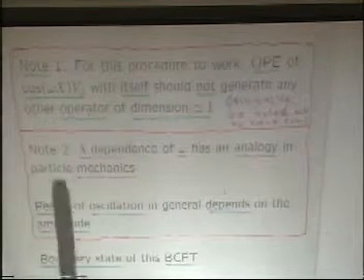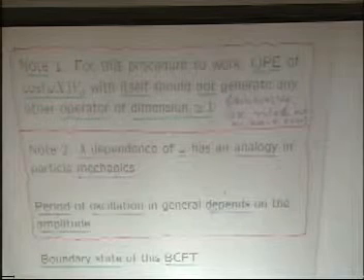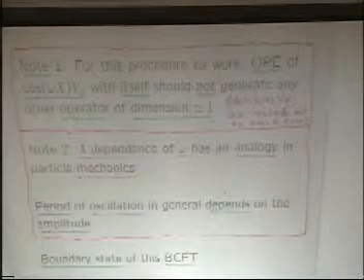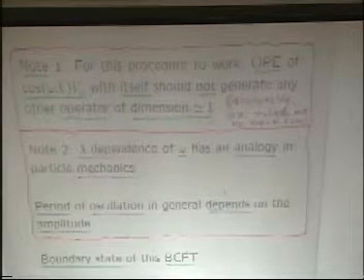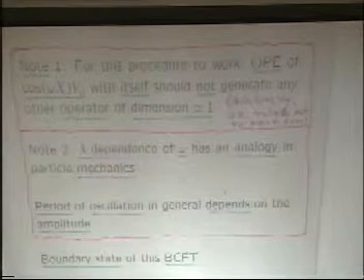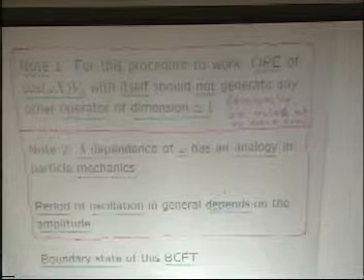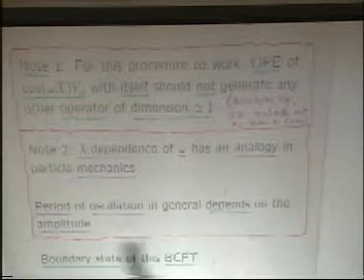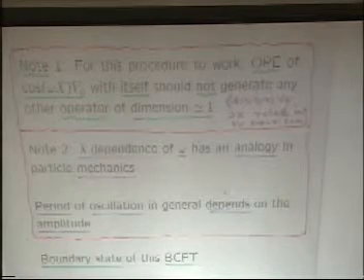The second point I want to emphasize is that the lambda dependence of omega that one finds in this computation has an analogy in classical mechanics, and it simply reflects the fact that if we have a particle moving in a potential well, then the period of oscillation in general depends on the amplitude, and this is precisely what we are saying here.